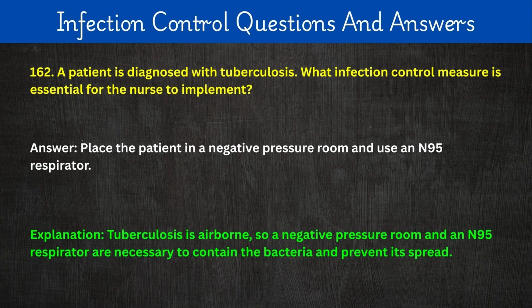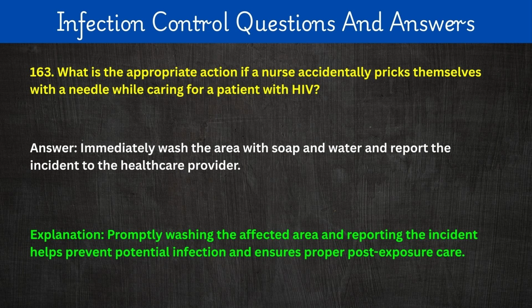prevent its spread. 163. What is the appropriate action if a nurse accidentally pricks themselves with a needle while caring for a patient with HIV? Answer: immediately wash the area with soap and water and report the incident to the healthcare provider. Explanation: promptly washing the affected area and reporting the incident helps prevent potential infection and ensures proper post-exposure care.